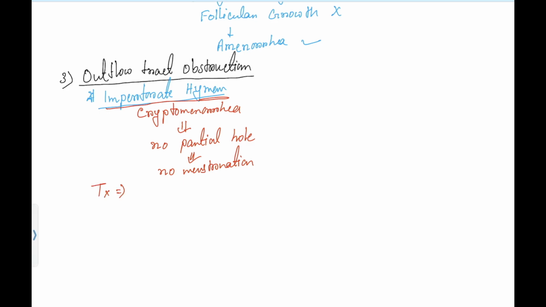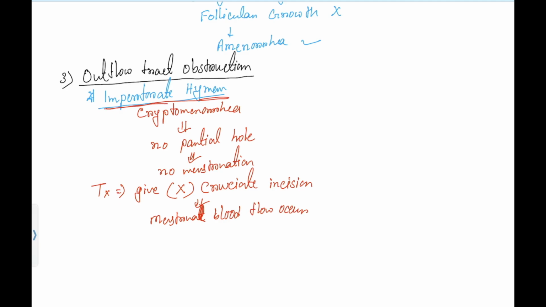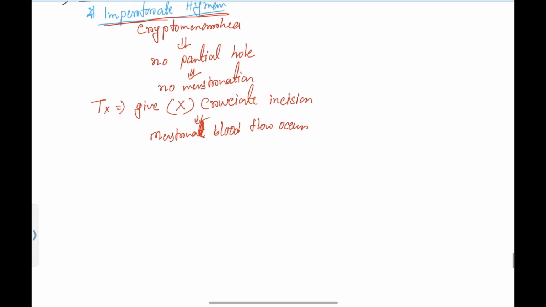What is the management of this cryptomenorrhea? You will give a cruciate incision, this kind of incision, so that the menstrual blood will come out and menstrual blood flow occurs. That is, imperforate hymen is one of the reasons for this primary amenorrhea. Now another reason can be your transverse vaginal septum.